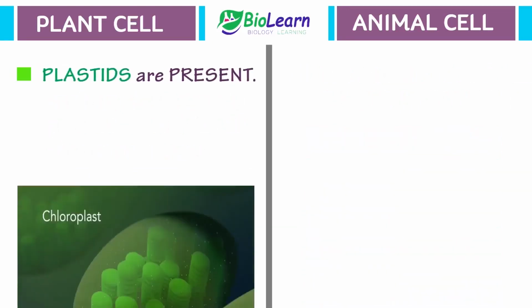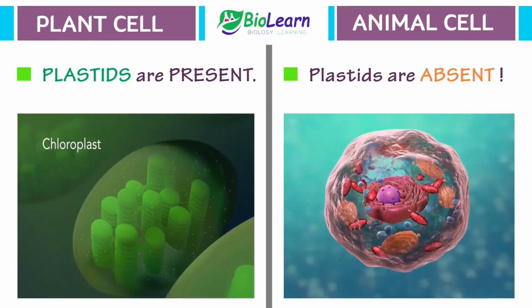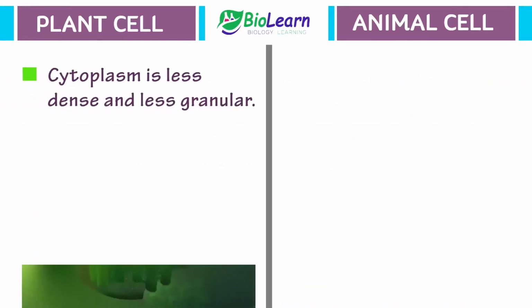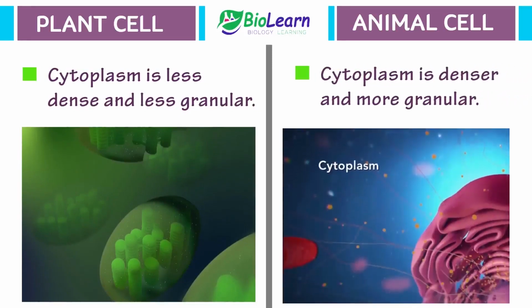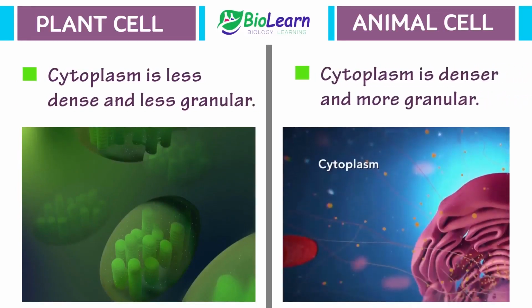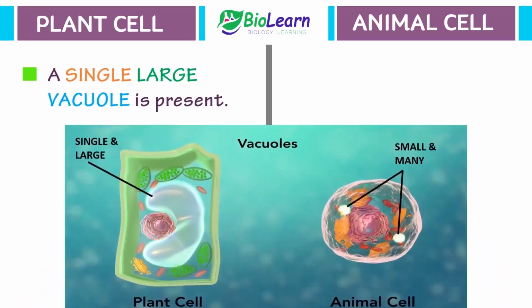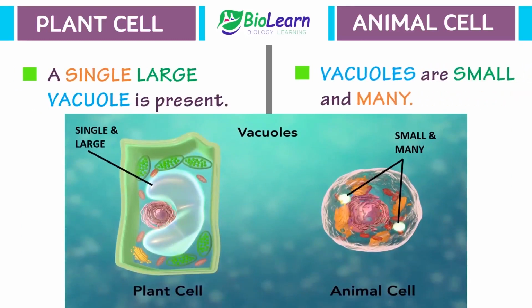Plastids are present in plant cells, whereas plastids are completely absent in animal cells. In plant cells, cytoplasm is less dense and less granular. In animal cells, the cytoplasm is denser and more granular. A single large vacuole is present in plant cells, whereas animal cells contain vacuoles that are small and many.